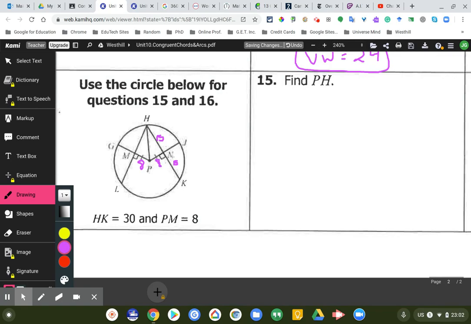And guess what? We can do Pythagorean theorem again. However, now we have the hypotenuse because we're trying to find pH, this little line right here. We've got 15 on this side, 8 on this side. So let's just do that Pythagorean theorem again. Okay, we could do 8 squared plus 15 squared equals c squared. 8 squared is 64 plus 15 squared is 225, and that's equal to c squared.